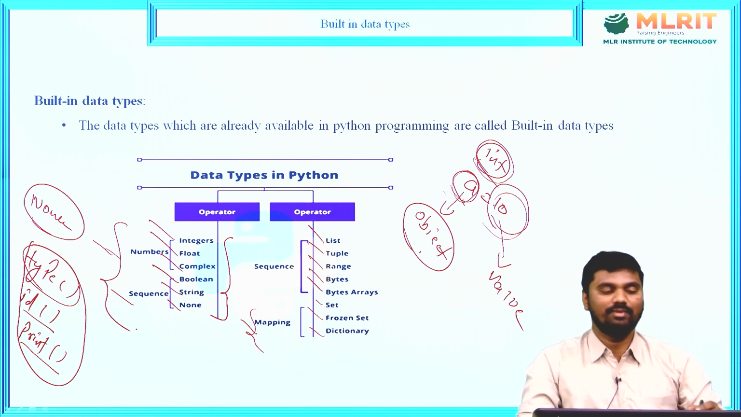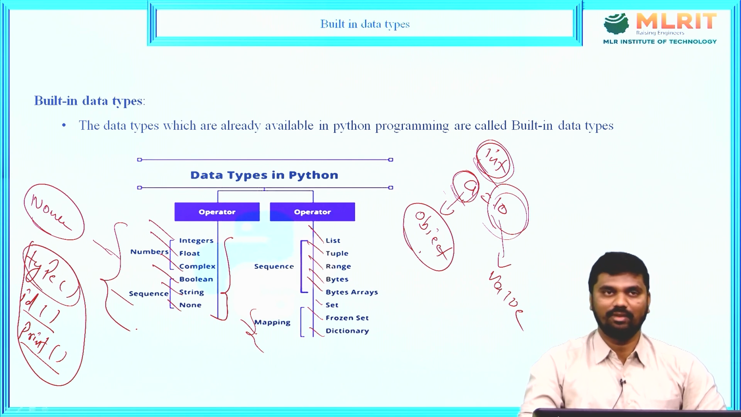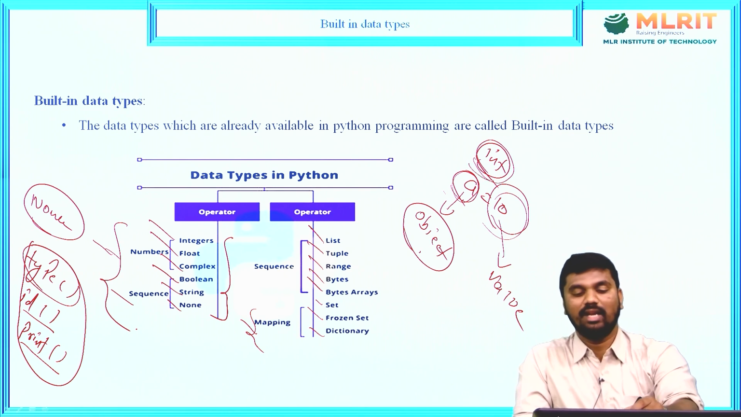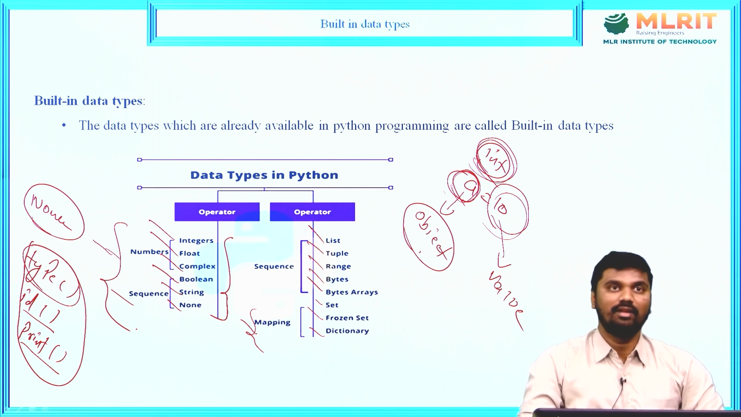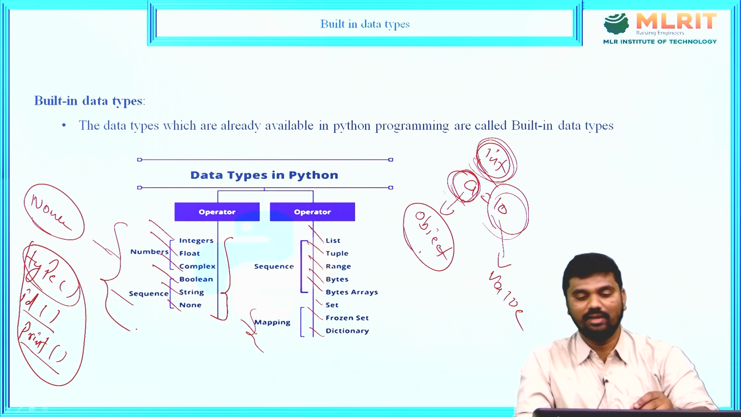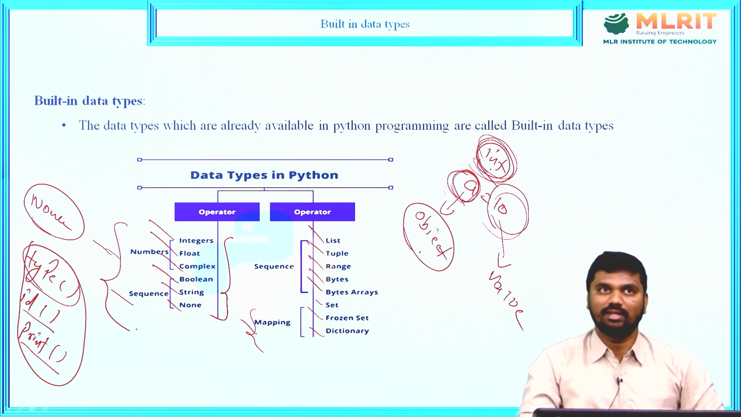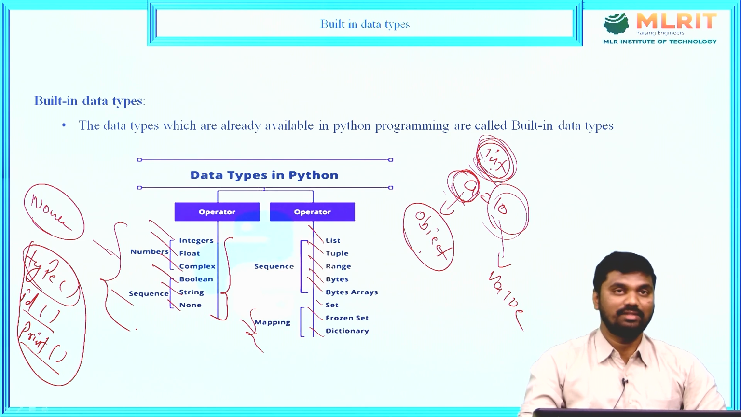This is about dynamically typed programming languages. Python is a dynamically typed programming language. In dynamically typed programming languages, such as Python, the type checking is done at runtime. That's why the data types are allocated at runtime by the Python interpreter. But in statically typed languages, such as Java and C, the type checking is done at compile time.